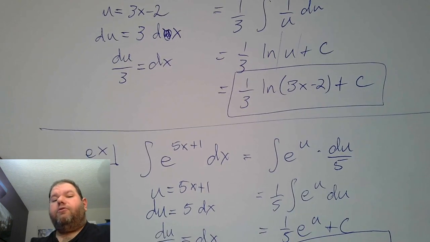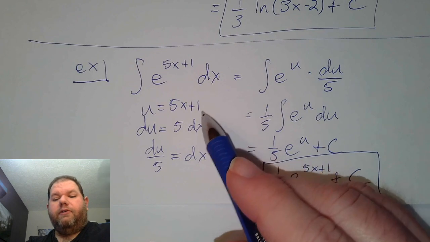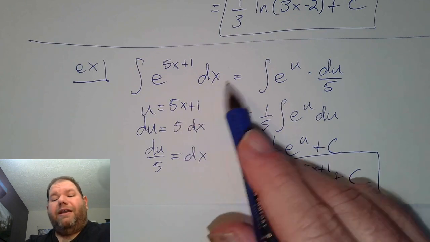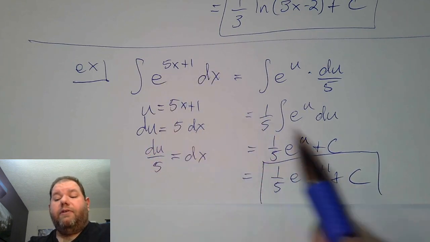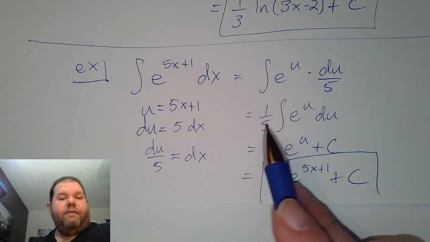The same thing is true down here. Our u is 5x plus 1, so its derivative was just 5. And even though there's not a 5 here, it's not a problem because we just put a 1/5 in there instead and factor it out.